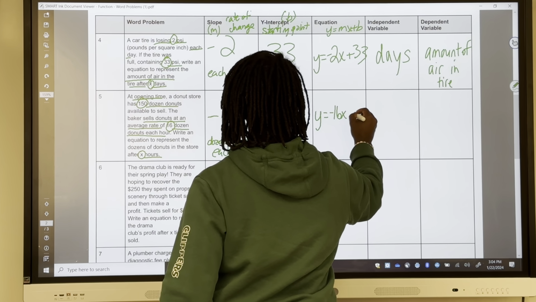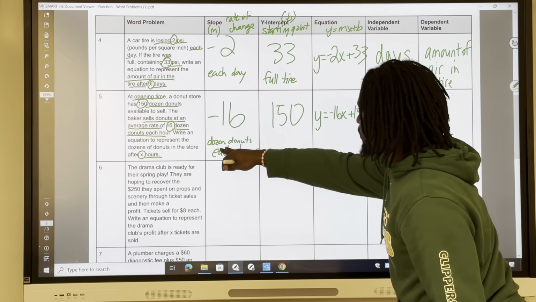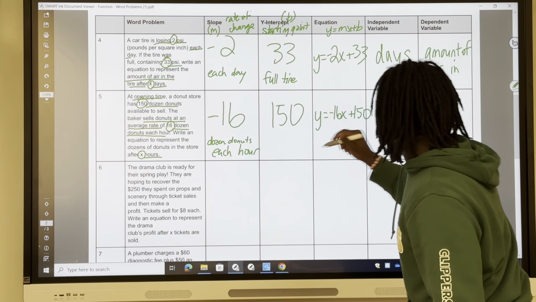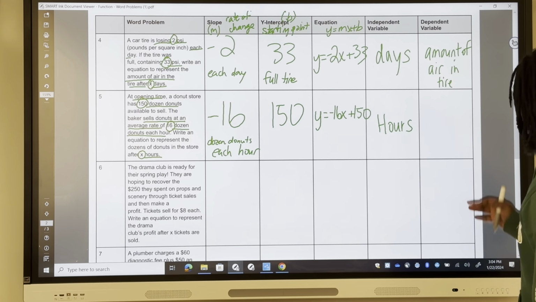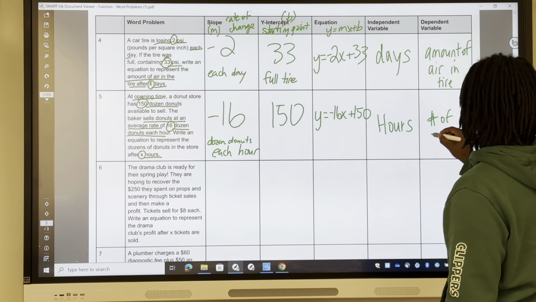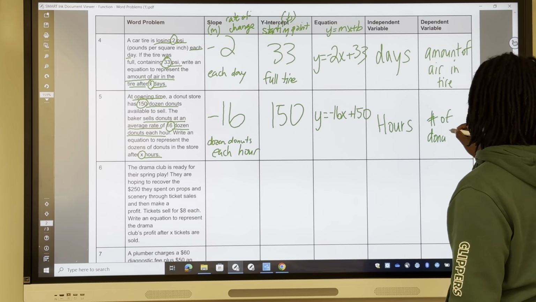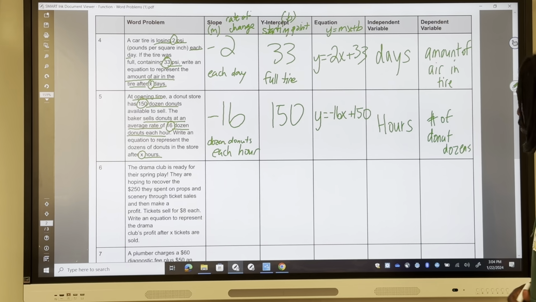Okay, and then my independent variable is the variable that's with the slope, which is dozen donuts each hour. So hours is my independent variable. My dependent variable is the amount of donuts. Okay, so the number of donut dozens. I mean, you could have put dozens of donuts or whatever. It's the number of dozens of donuts left. All right, and that's question number 5.